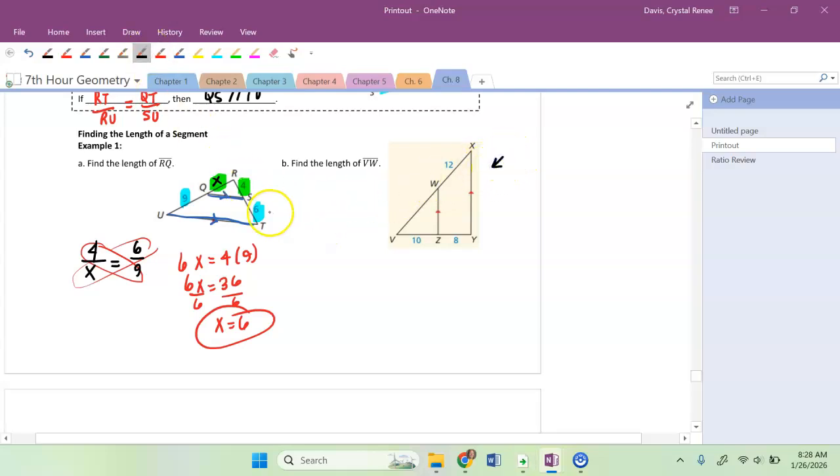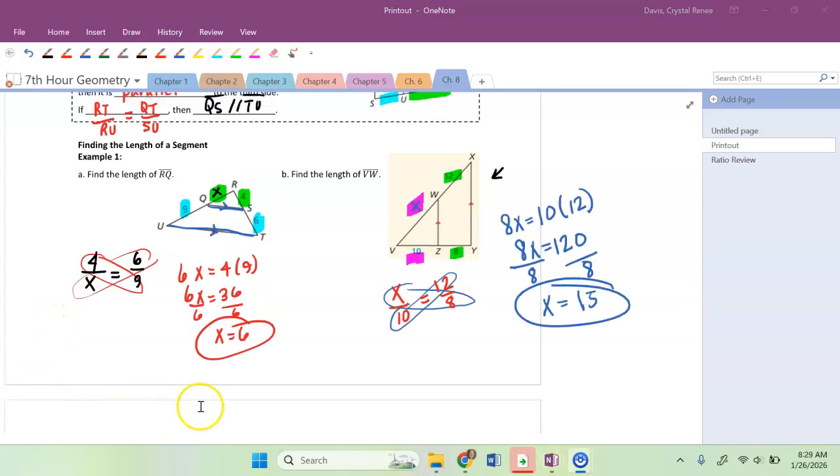I want you to go ahead and pause this video. Try to do this one on your own. You're going to use that same exact theorem. When you set this up, you should have made this x because that's what you don't know. So x over 10 is equal to 12 over 8. There are several correct ways you can set this up. When you do, you should get x equals 15.